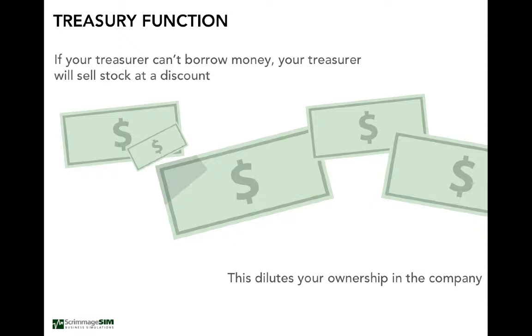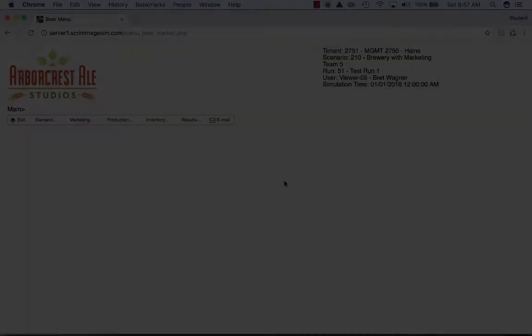Loans are made against assets of the company. At a certain point, the company no longer can get loans because all of the assets are leveraged. In other words, money has been borrowed against all of the assets, and banks will not be willing to loan money. In this case, the treasurer will have to sell stock at a discounted amount, in other words, at less than the value of the stock originally. This dilutes your ownership in the company and is a situation to be avoided.